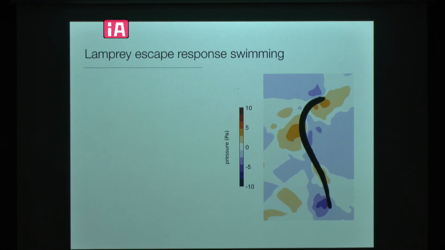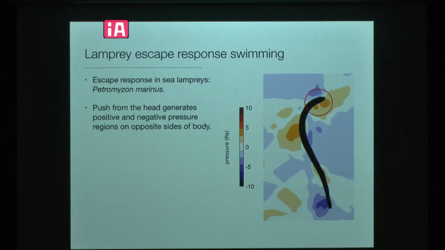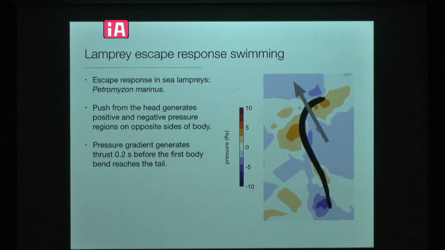I'm just going to have a very brief slide on lamprey swimming. We looked at escape responses in sea lampreys, and we found that they push off with their head, and they develop this high pressure region next to their head. This allows them to produce thrust about 0.2 seconds earlier than the thrust that the tail produces. So this gives them a bit of a head start, which can be very important in an escape reaction when they're trying to escape from a predator.